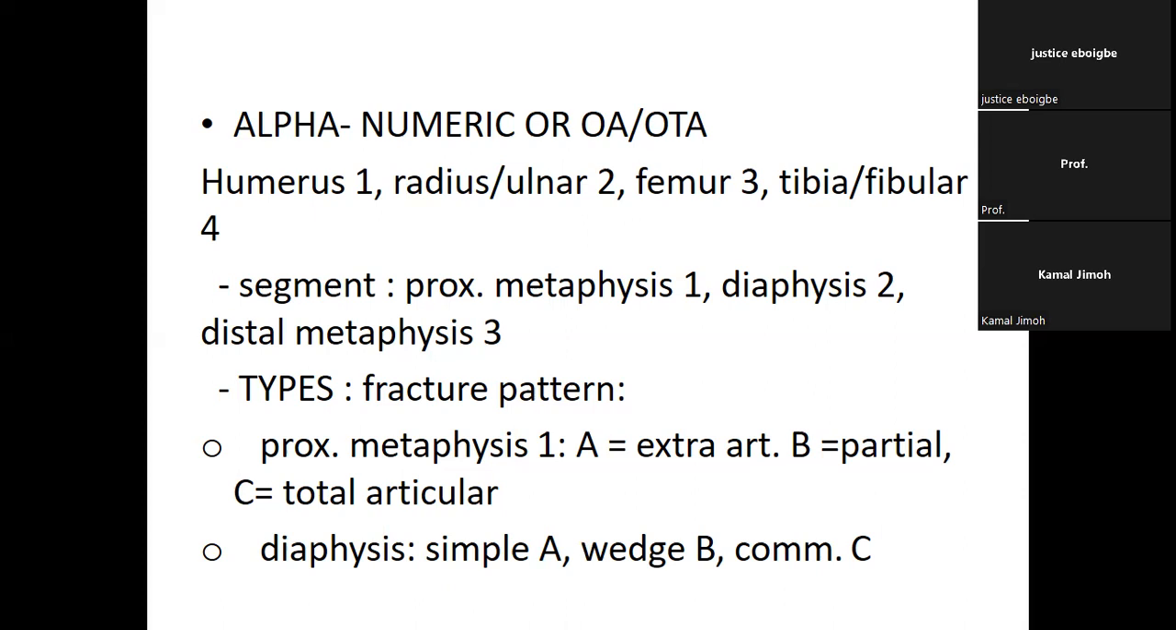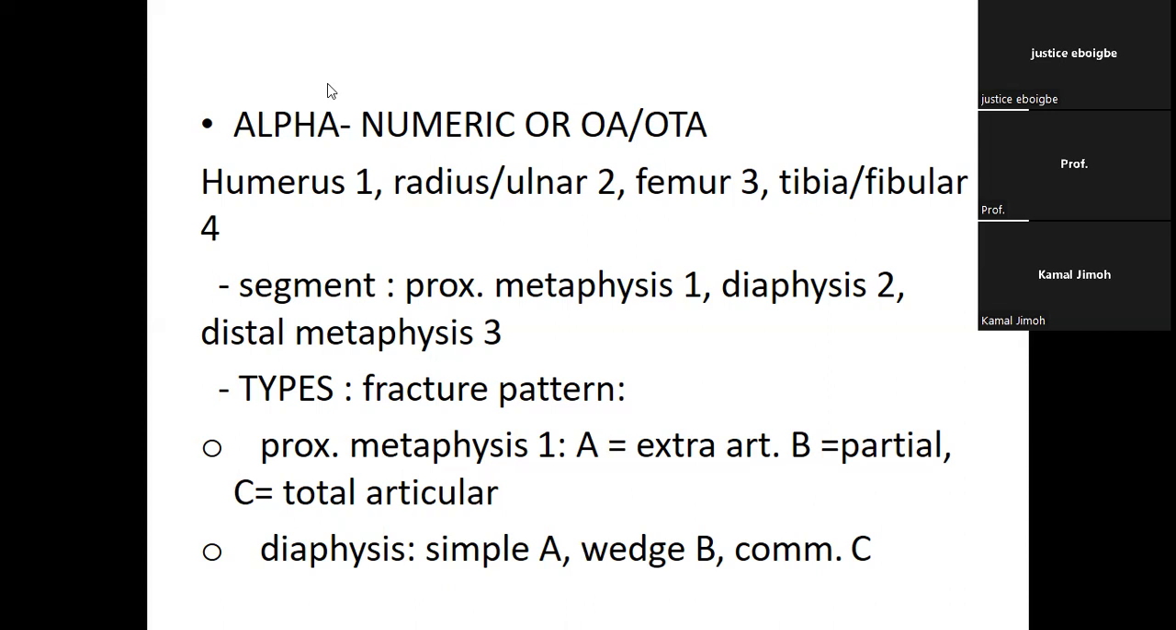So there is a famous dance we call the AO dance that demonstrates the various bones so that you will not forget. Okay, it is quite scientific because each of the bones has been assigned numbers as well as alphabets to be able to describe the fracture properly and what can be done. So currently they are advocating for the adoption of the AO alphanumeric classification.